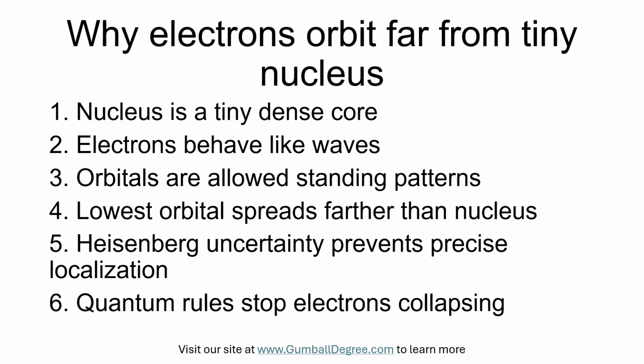But instead of little balls on fixed tracks, electrons behave like waves that can only stand in certain allowed patterns called orbitals. These allowed patterns set the energies and sizes, so the lowest energy orbital still has the electrons spread out much farther than the nuclear size. And because of the Heisenberg uncertainty idea, you cannot pin down an electron very precisely without giving it a huge uncertainty in momentum, which also prevents it from collapsing into the nucleus.